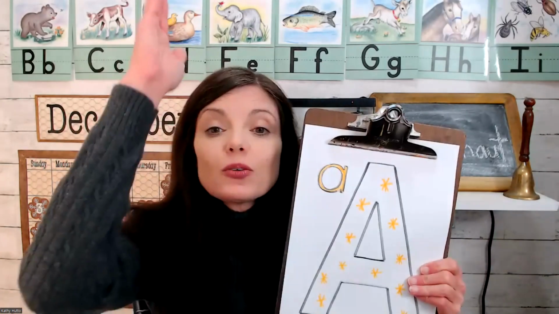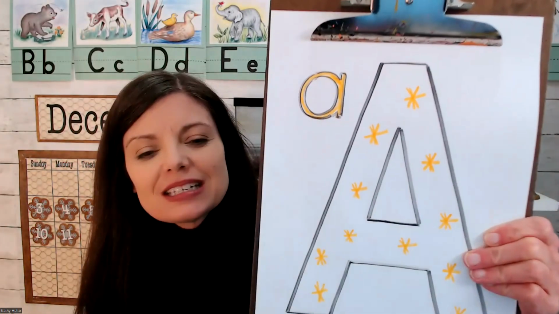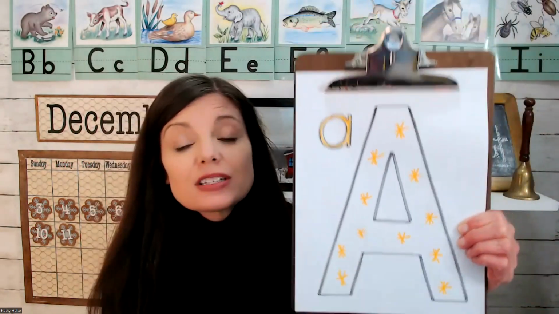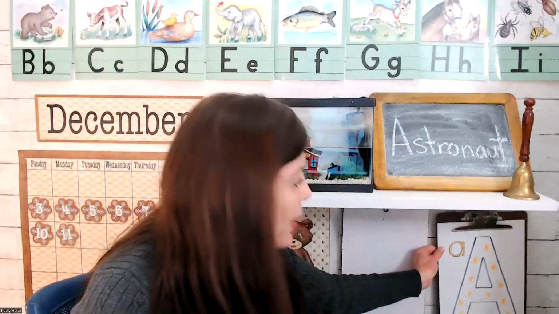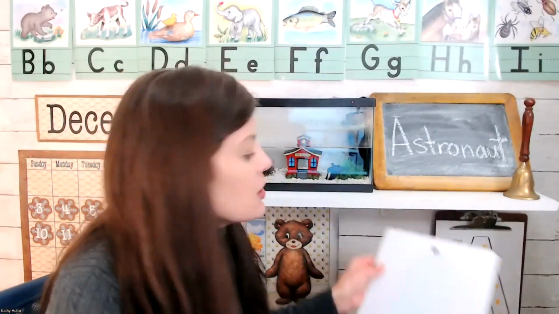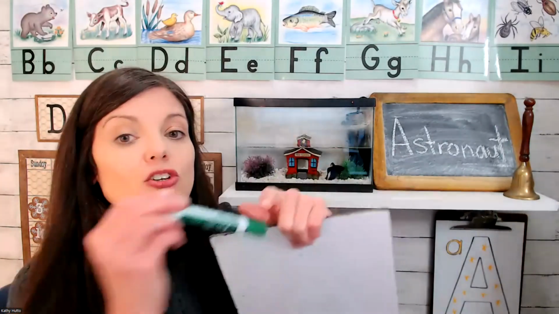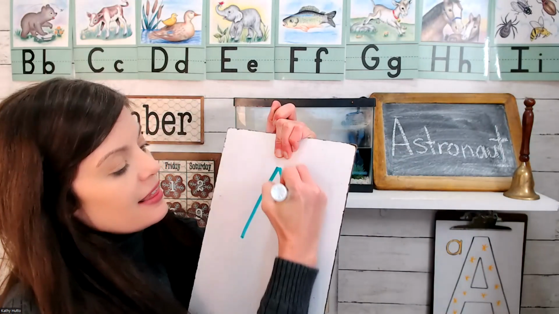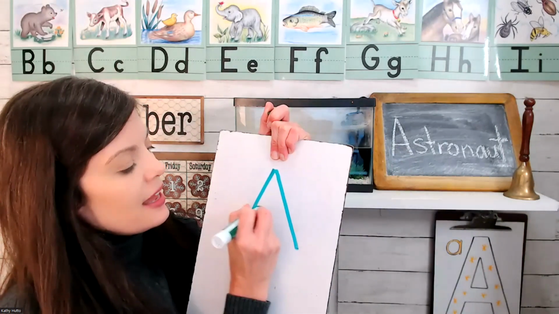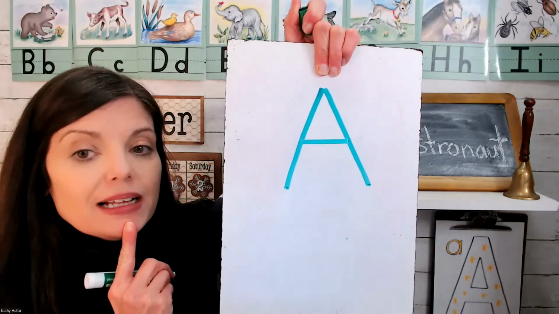Today's letter of the day is A, and A is for astronaut. Astronauts blast off in rocket ships to the moon and to space. And so I put some stars. If you have star stickers, that would work too. So that's how I decorated letter A. To write letter A, you're just going to slide this way, slide that way, and across like that. That's the big letter A.